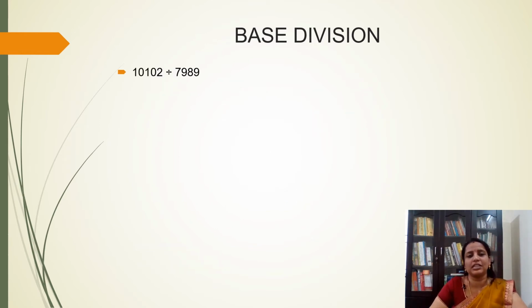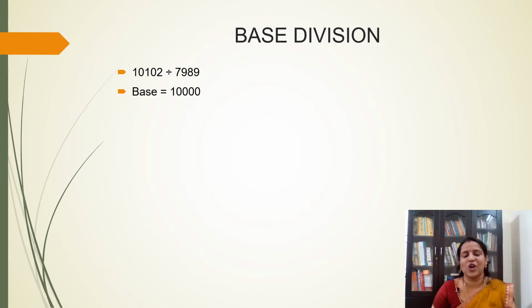Next problem is 10,102 divided by 7,989. Somewhat a complicated number, isn't it? Yes, but we can solve it very easily. Come on. What will be the base for this number? The base for this number is 10,000, because 7,989 is closer to 10,000. So I consider my base as 10,000.